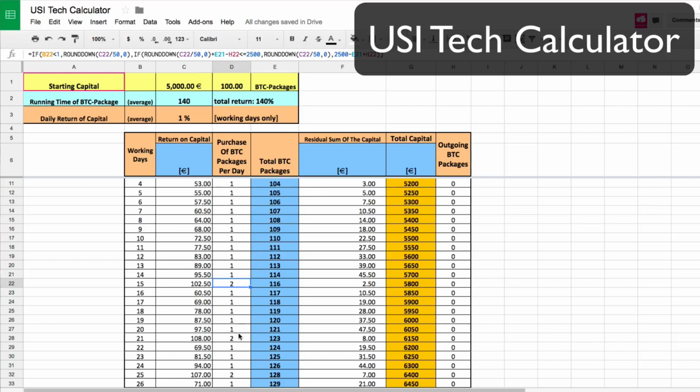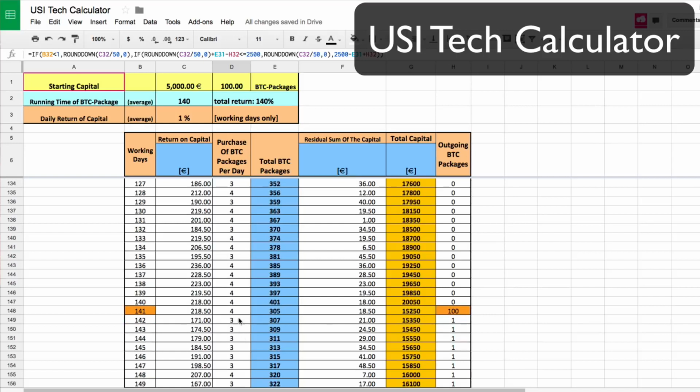Now we look at the days. Every single day you're adding packages. On the 21st day, you're at 2. You can see the 2 here on the 25th. Now this is getting really interesting. Let's scroll down to the 140 to see where you're at the end of the 140.